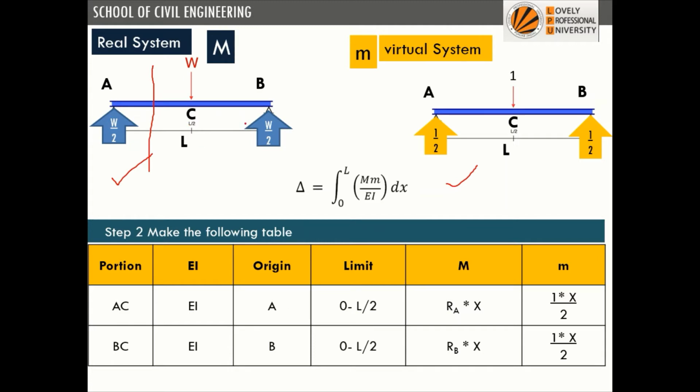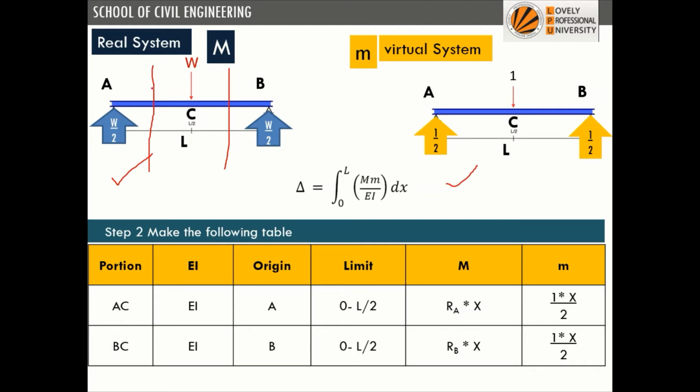Similarly, for preparing the bending moment expression for portion BC, we will consider the right hand side of the equilibrium. So the origin will start from B. What is the length of the region? For AC, the length is L by 2. For BC also it is L by 2. So we will write the limit as 0 to L by 2.